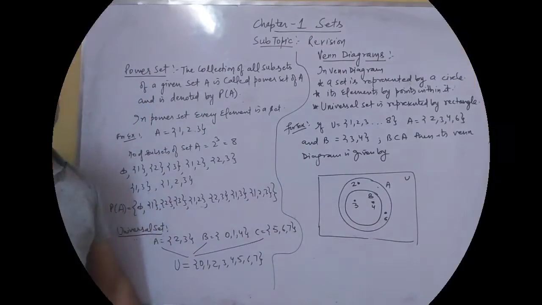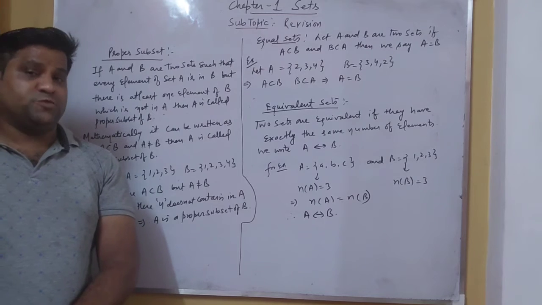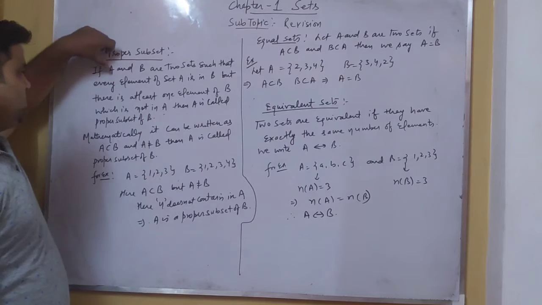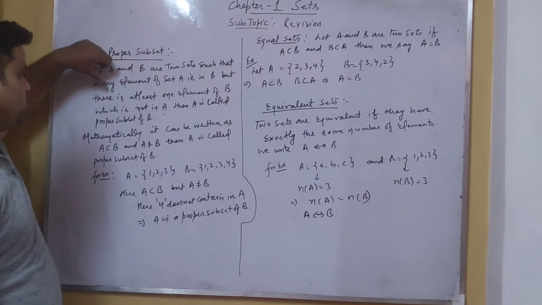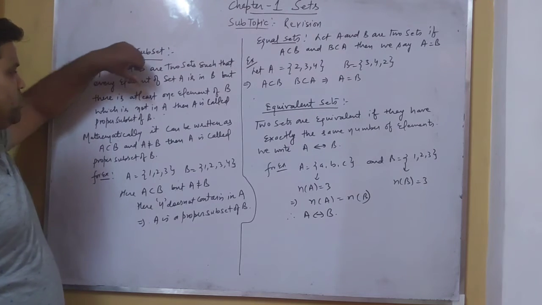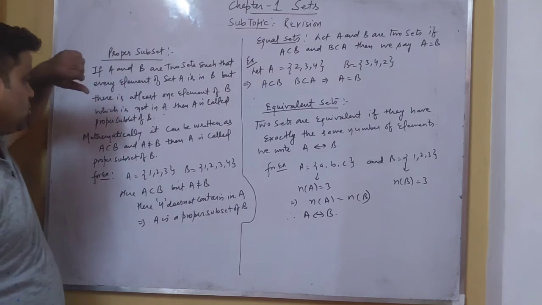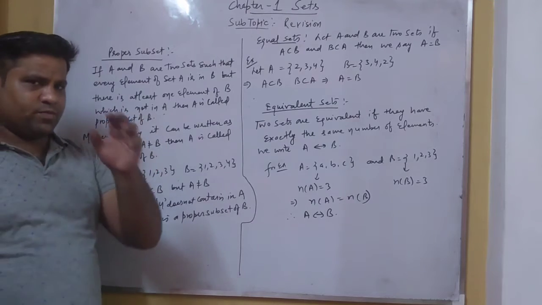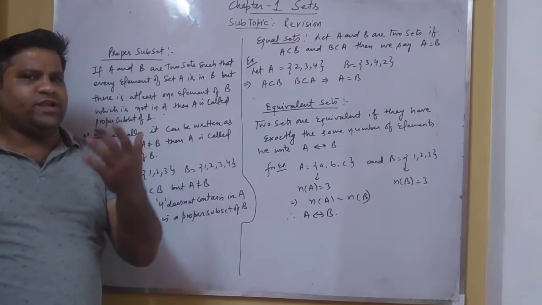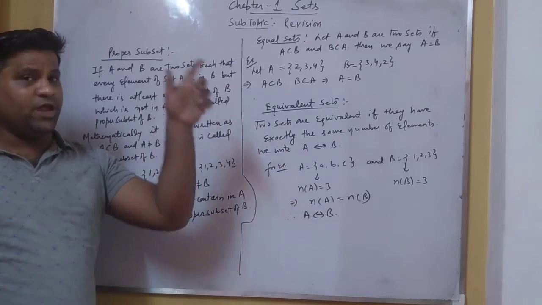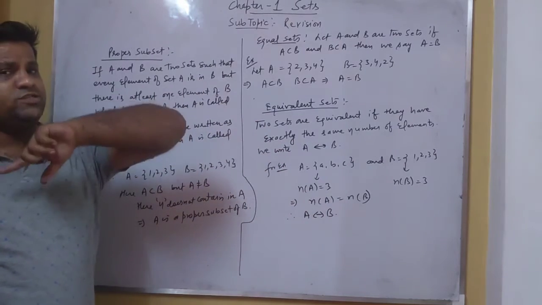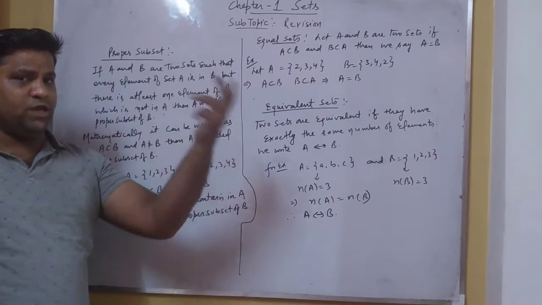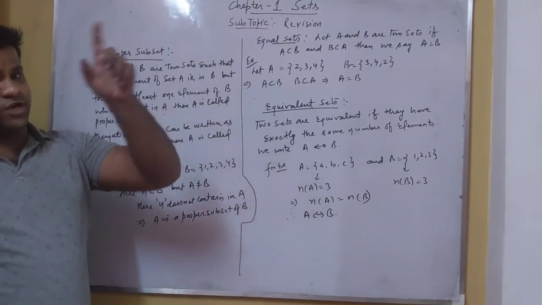So this is the concept of another topic, which is proper subsets. If A and B are two sets such that every element of set A is in B, but there is at least one element of B which is not in A, then A is called a proper subset of B. Suppose that all the elements of set A are contained in set B, but there is some element in set B which is not contained in set A. In that case we say that A is a proper subset of B, or we can say that B is a superset of A.